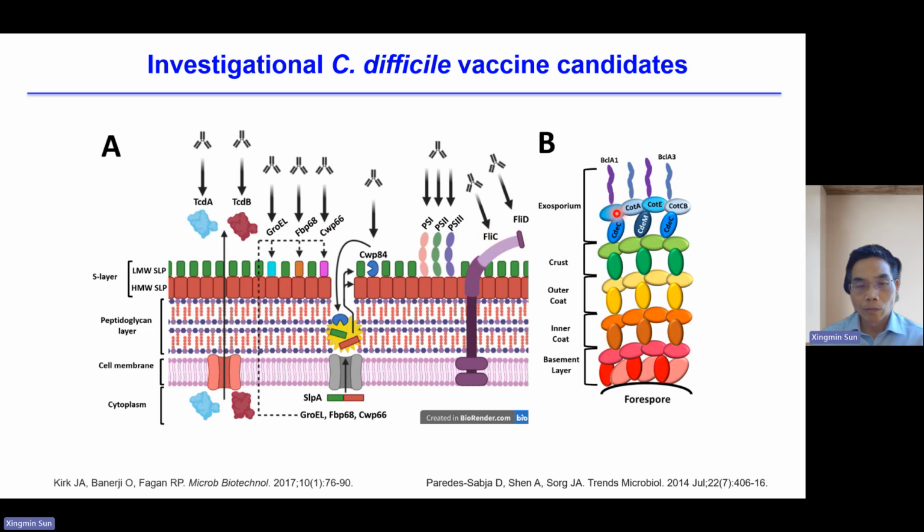Effort has also been put into developing vaccines against spores. Because the spores are very stable and hard to remove, targeting the C. difficile spore is a rational design against C. difficile colonization, especially spore colonization.